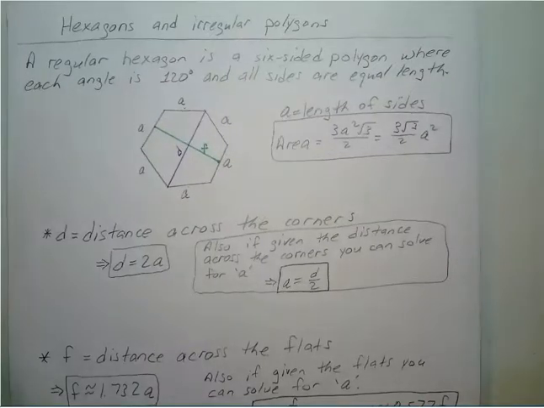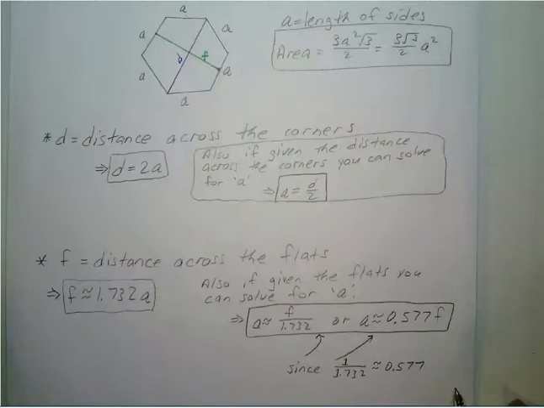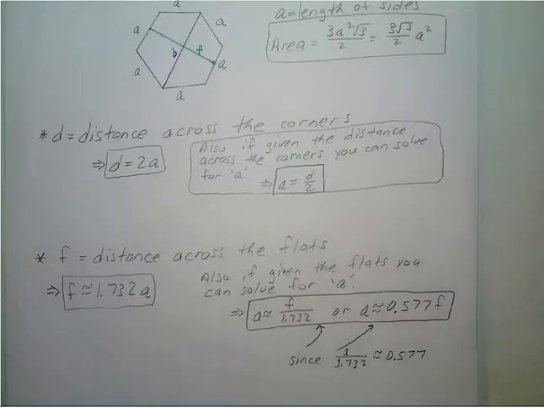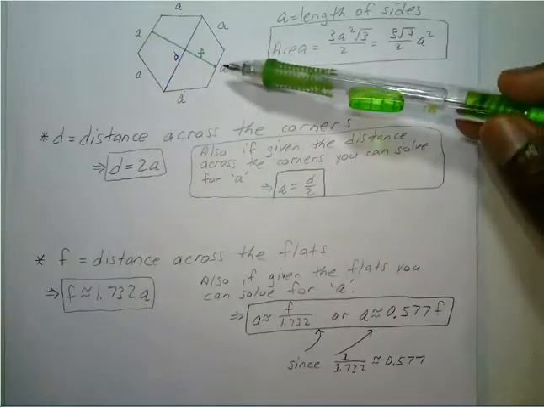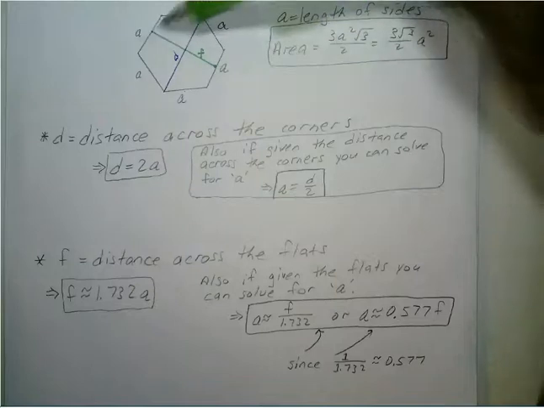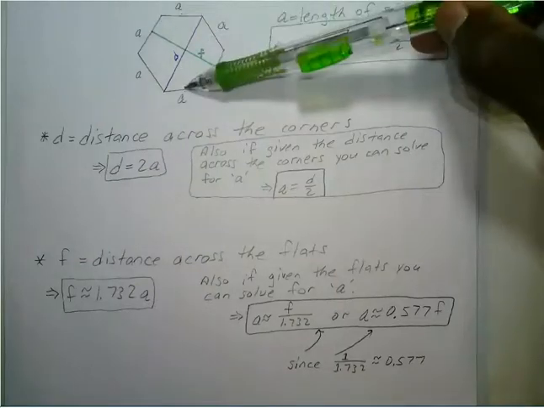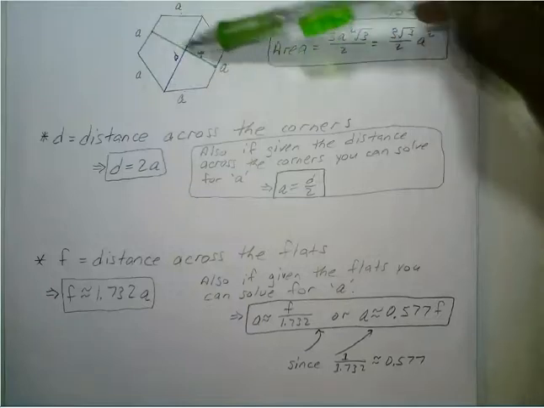All right. Now, move that up a little bit. Let's say you wanted to figure out the distance across the flats. The distance across the flats is literally just from this flat side to this flat side, or this flat side to this flat side, or this flat side to this flat side. And it's written in green.